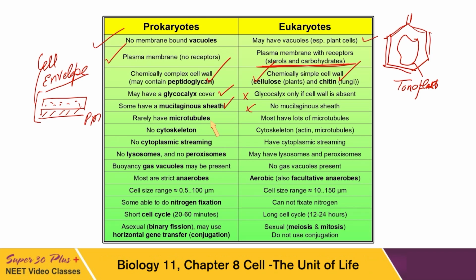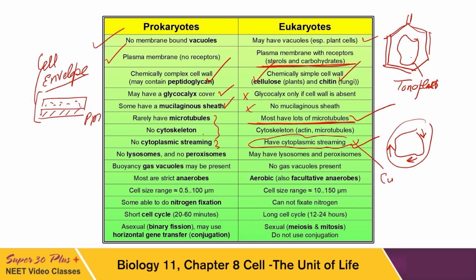Microtubules are absent here, as I told you just now, while microtubules are present in the eukaryotic cell. No cytoskeleton is related to this, and no cytoplasmic movement. Here we have cytoplasmic movement around this central vacuole. The cytoplasm rotates clockwise or anti-clockwise, known as cytoplasmic streaming, also known as cyclosis. It is found only in the eukaryotic cell.